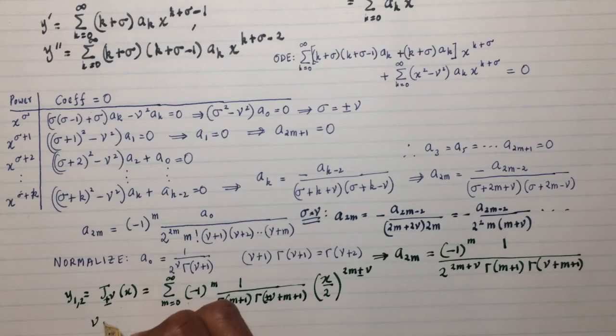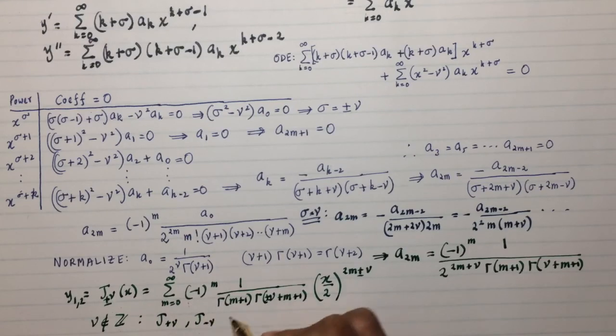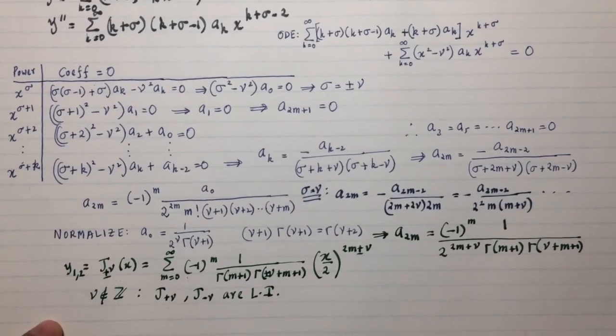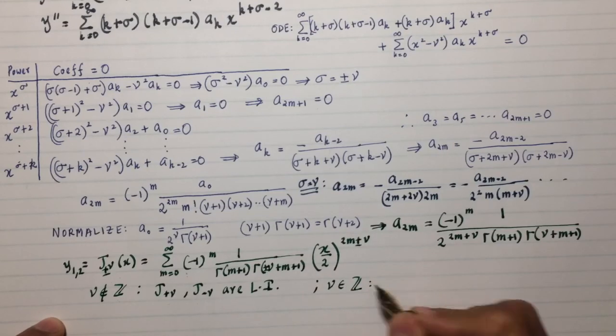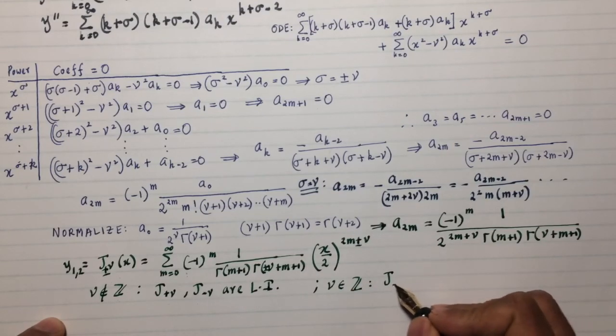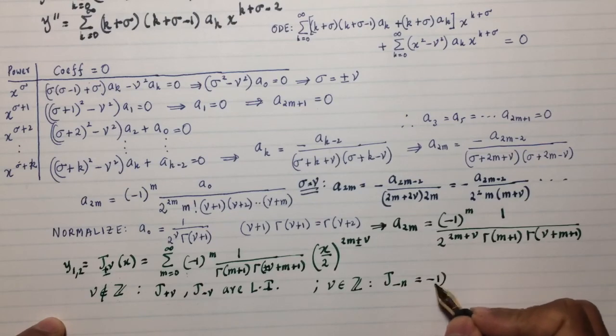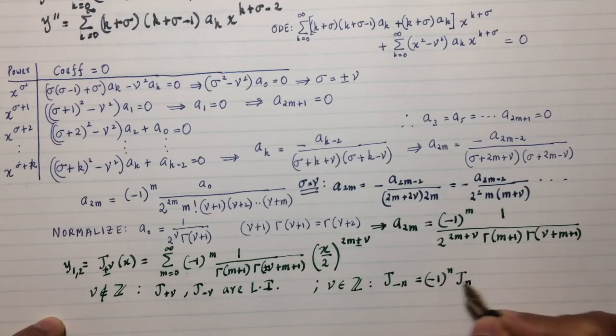If nu is not an integer, then j plus nu and j minus nu are linearly independent, which means that we have solved the problem. What if nu is an integer? You can show, and that's an easy exercise I'll leave for you, that j minus n equals minus 1 to the power n jn. In other words, they are linearly related, and so you can no longer have the second solution be given by j minus nu, or j minus n if you like. What to do then?